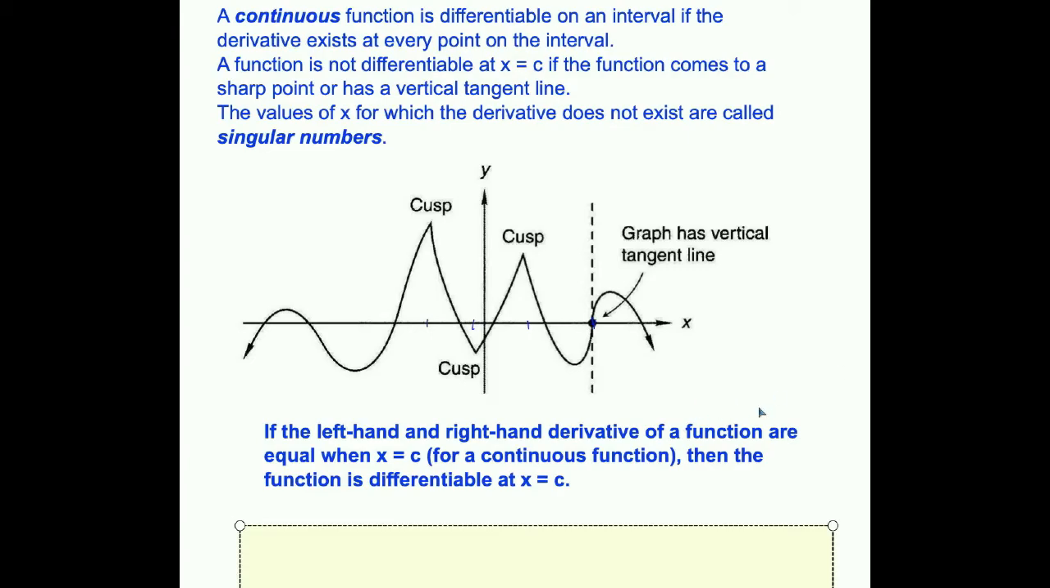So we're going to use this idea quite a bit here, or a few times in these next few examples. It says use the left-hand and right-hand derivatives to determine if f of x equals the absolute value of x minus 2 is differentiable at x equals 2. Well, we're familiar with the graph of an absolute value function. This is an absolute value function moved to the right 2. So we have a v here at 2.